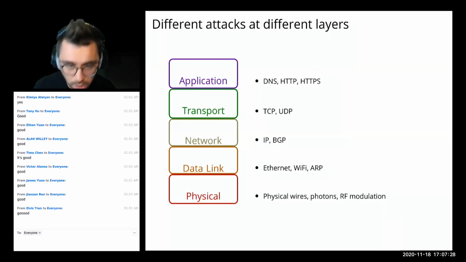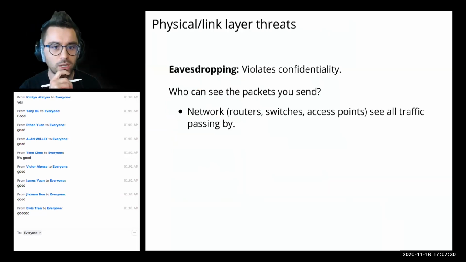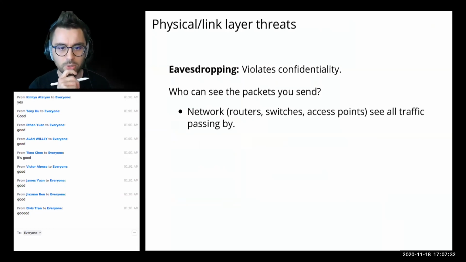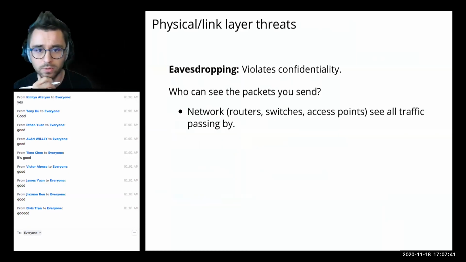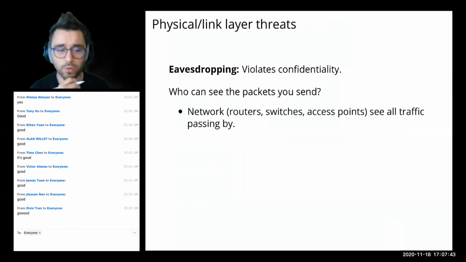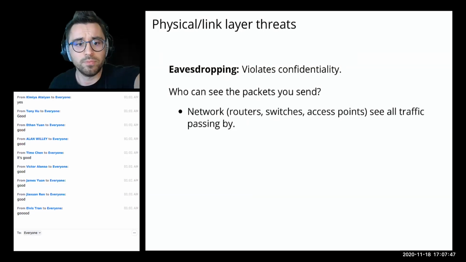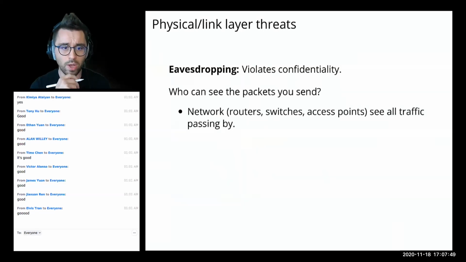Okay, so let's start with the physical link model. Here, we're going to look at different kinds of attacks that violate all three things that we care about. One of the most popular is violating confidentiality, right? The way we're going to do this is by eavesdropping. Eavesdropping is just a way of sniffing traffic and seeing what's actually being sent between two different endpoints.